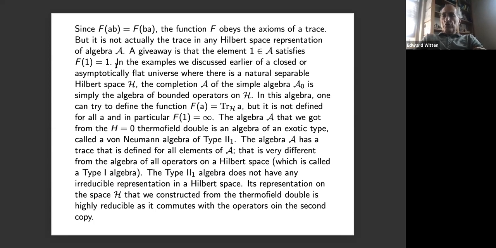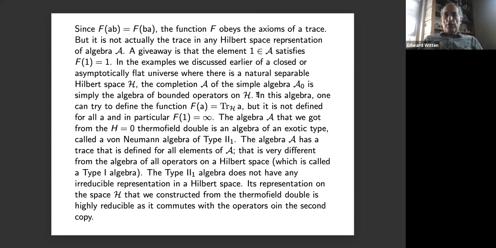So the usual algebra of all bounded operators on Hilbert space has the property that you can define a trace which is well-defined for a certain subset of operators, the ones that are said to be of trace class, but it's not defined on the whole algebra.